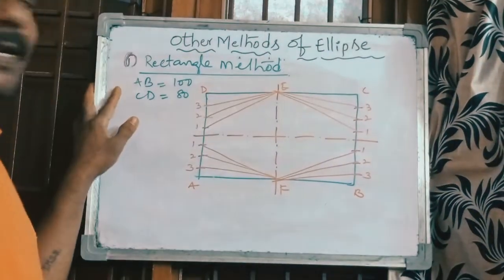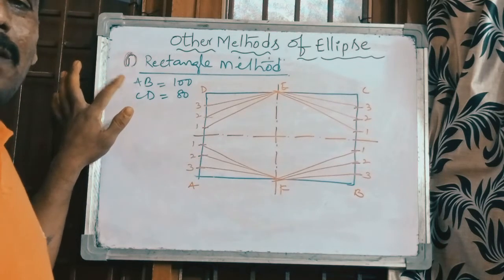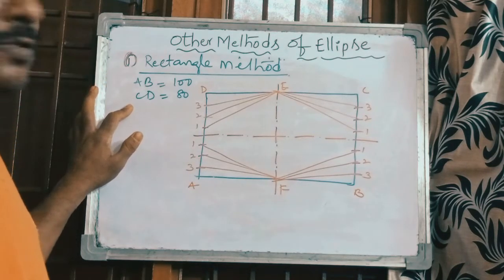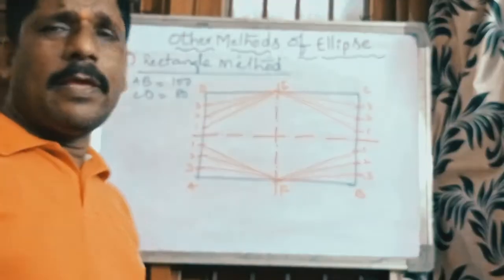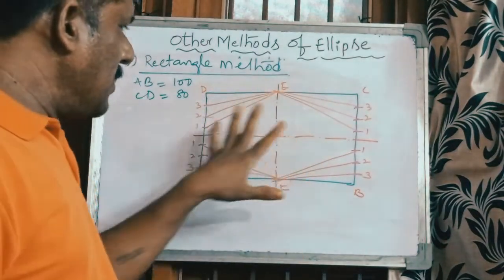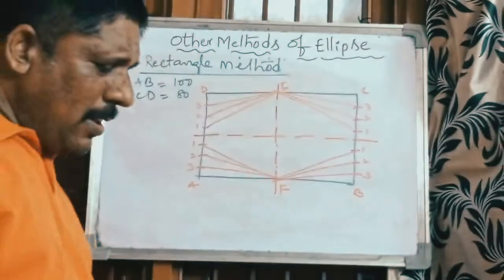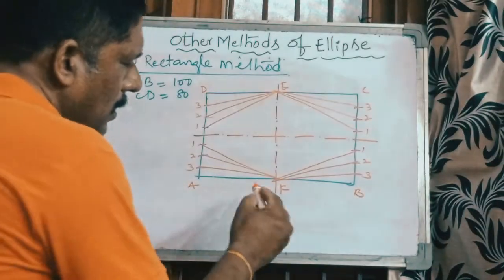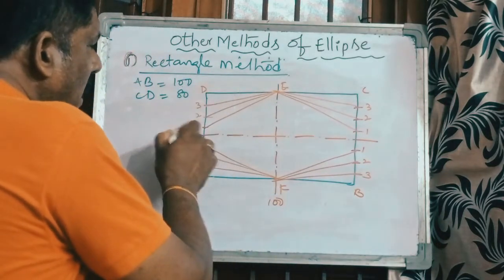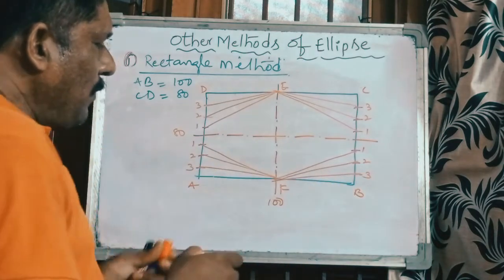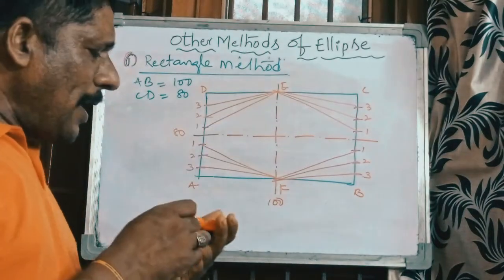So the next one is the rectangle method. In this rectangle method, the major axis is given as 100 mm and the minor axis is 80 mm. The rectangle method is the same as the previous parallelogram method we discussed, with a small change that I am showing clearly here. So AB is equal to 100 mm. Just take 100 mm here. This length is equal to 100 mm, and the height, the minor axis, is equal to 80 mm.